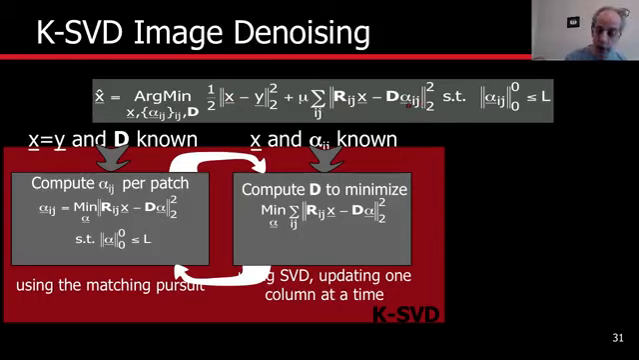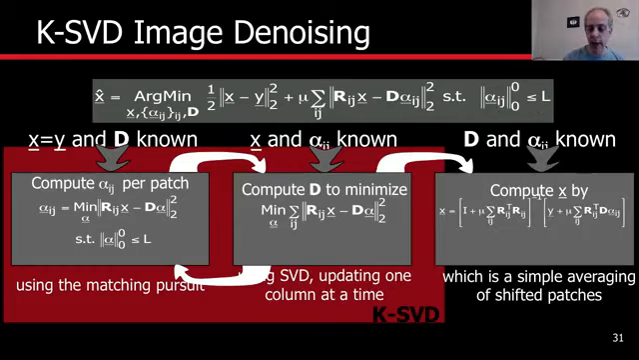So you don't touch the code anymore, don't touch the dictionary anymore, and you have to solve for this problem when D and alpha are already fixed. Of course, this term is gone. X only shows up here and here, and it's very easy to show that the result is basically the weighted average of the patches.